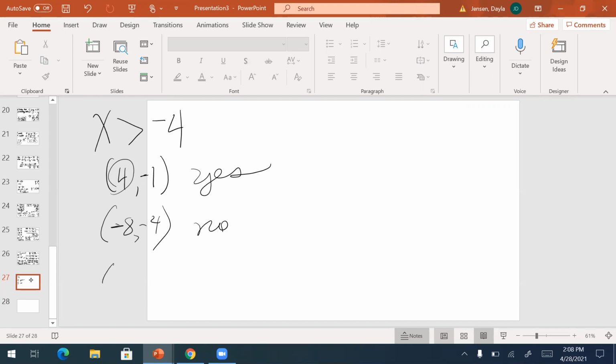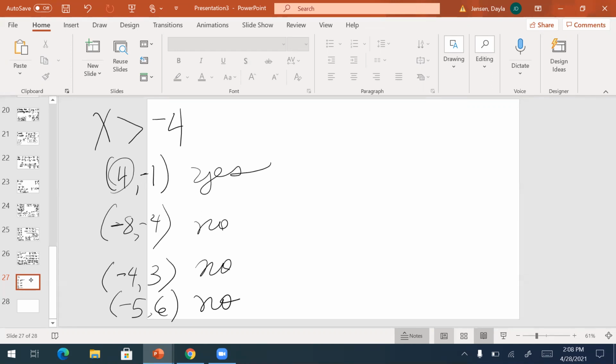What about -4, 3? Is x greater than -4? It's equal to -4, but it's not greater than. And -5, 6. Is x greater than -4? No. So the only ordered pair in that whole set that's actually greater than -4 is that first one. Okay, so that was an easy one because it only had an x involved.